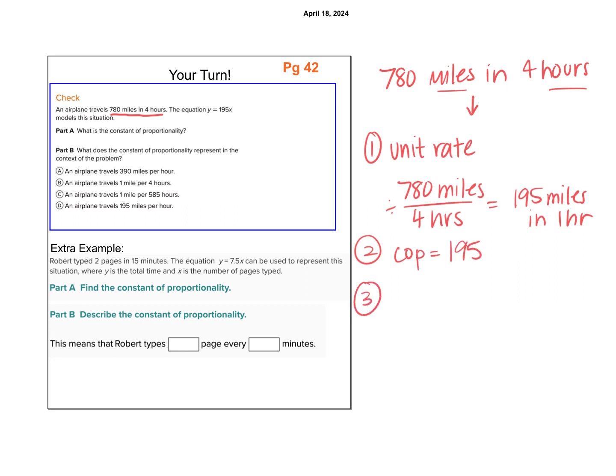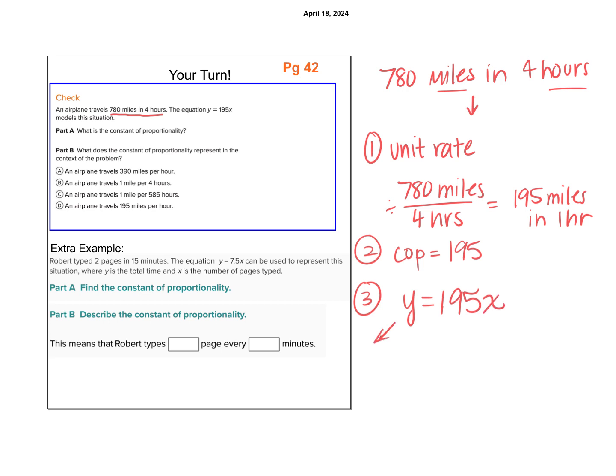Okay, so now my equation. If I want to find out the total number of miles, I'm going to put y equals, and it goes 195 miles per hour. So I'll put 195. That's for 1 hour. 2 hours, I double it. 3 hours, I times it by 3. 4 hours, I times it by 4. If she's going to go for x hours, I have to times that by x.